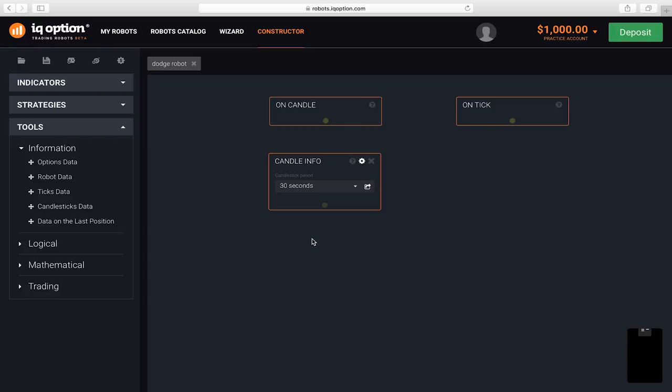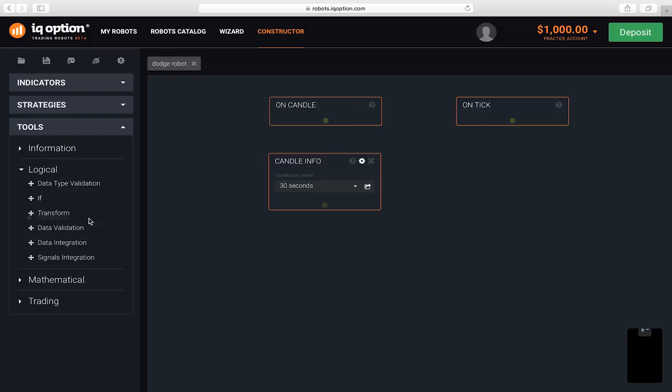We'll use the Transform block, which lets you get specific data from complex structures, to get information about the last two candles. To do this, connect this block to the Candle Info block. In the parameters, enter comma-separated numbers of the desired candles, the first one and the second one.